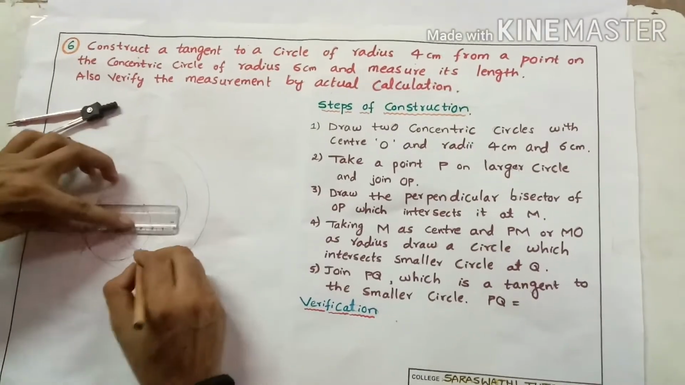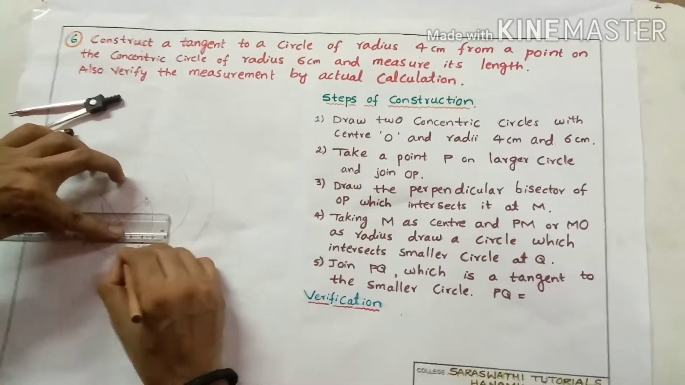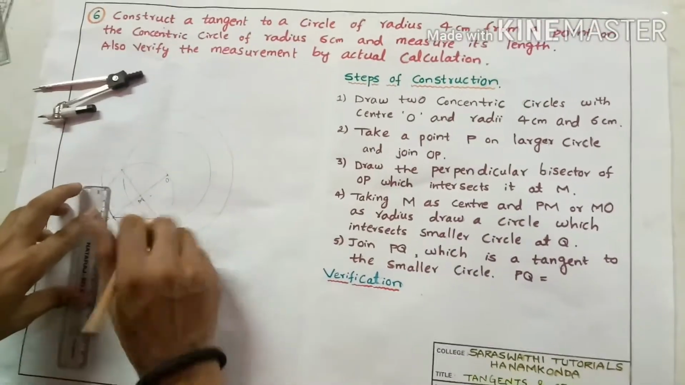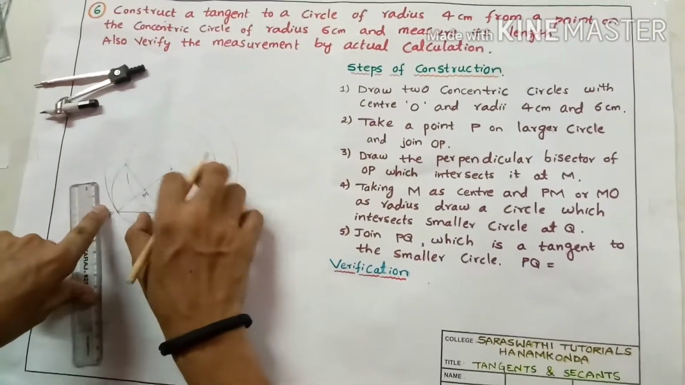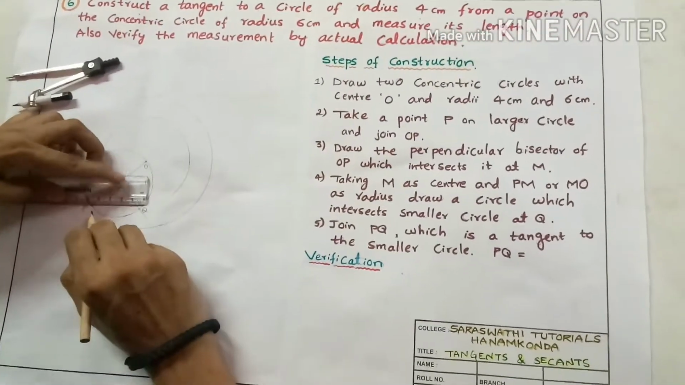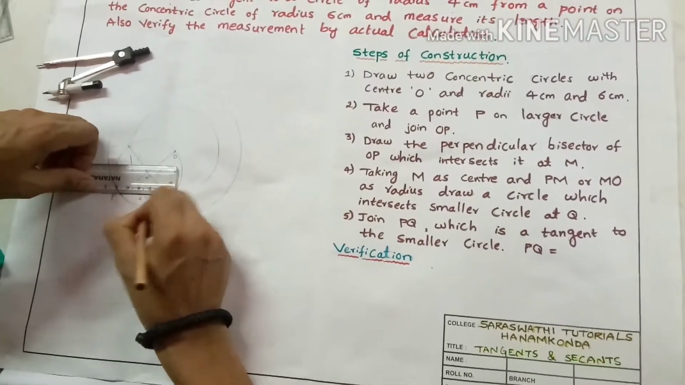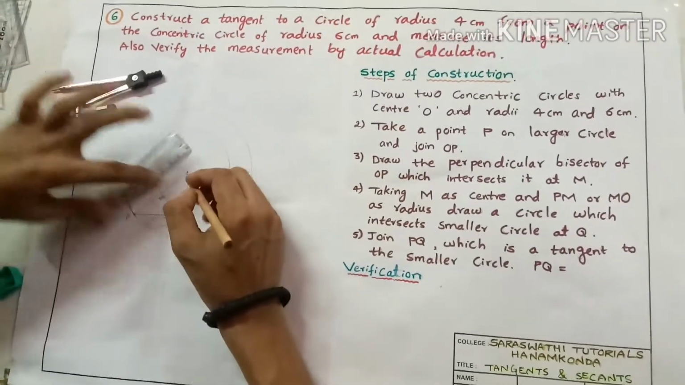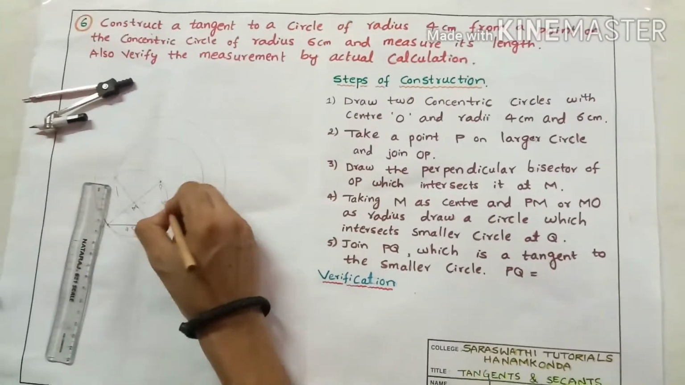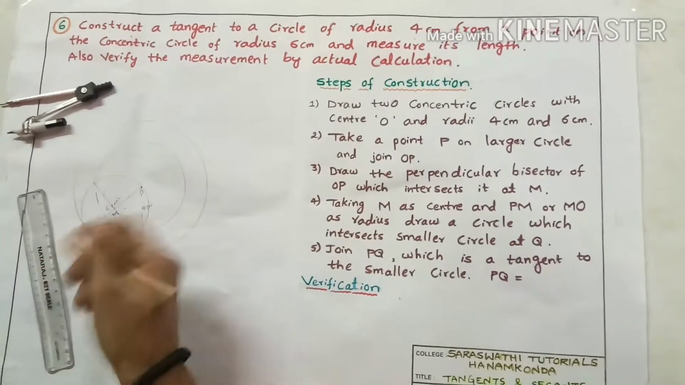Now join PQ. PQ is the required tangent. Since this tangent is drawn to the smaller circle, it is the required tangent. Now measure the length PQ. PQ is obtained as 4.5 centimeters. Now join OQ. OQ is 4 centimeters. Similarly, OP is 6 centimeters.